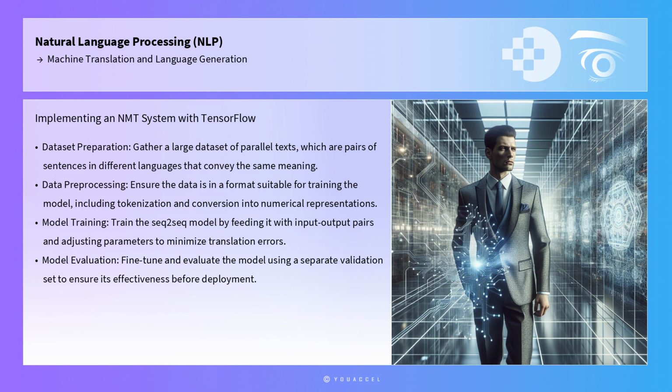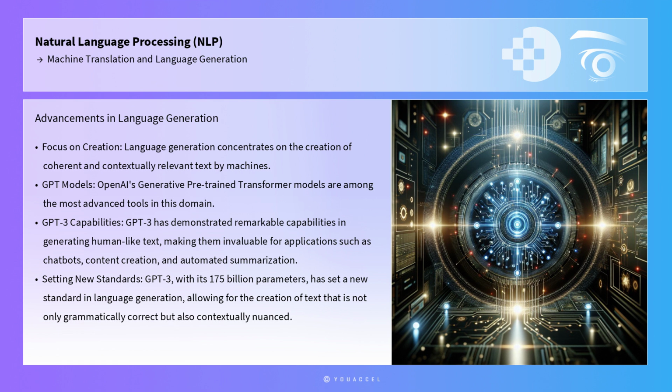Once the data is prepared, the sequence-to-sequence model can be trained, a process that involves feeding the model with input-output pairs and adjusting its parameters to minimize translation errors. After training, the model can be fine-tuned and evaluated using a separate validation set to ensure its effectiveness before deployment in real-world applications.